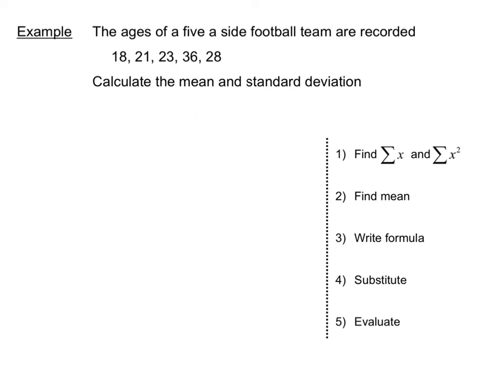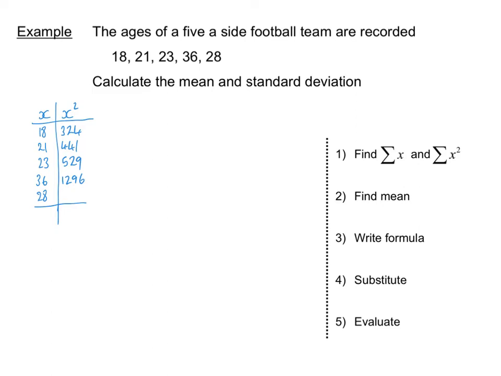Up at the top of that table, we're going to put an x, and underneath it we're going to list the values vertically: 18, 21, 23, 36, 28. We're going to draw a line down here and a line across, because we don't just need x for standard deviation, we also need to put in x squared. We'll then start to square each of these values. 18 squared, on your calculator that's just 18 times 18, that's 324. 21 squared is 441. 23 squared is 529. And 36 squared is 1296.